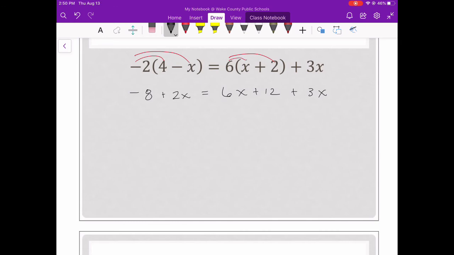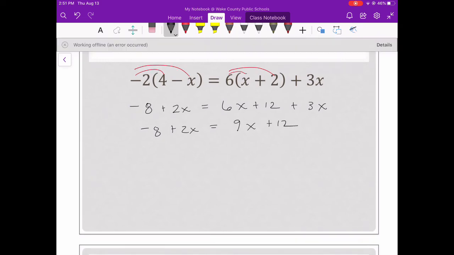But over here on my right, I do have some like terms. 6x and 3x are like terms. So I can add those two things together. So my next step is going to be simplifying by combining like terms. I left the left side the same because there were no like terms, but 6x and 3x makes 9x plus 12. Again, I didn't add everything together because 12 doesn't have an x. They're not like terms.